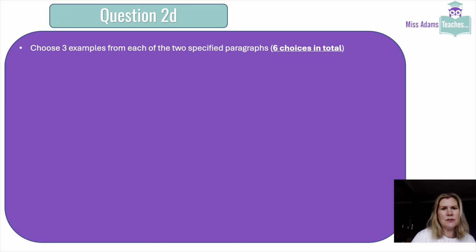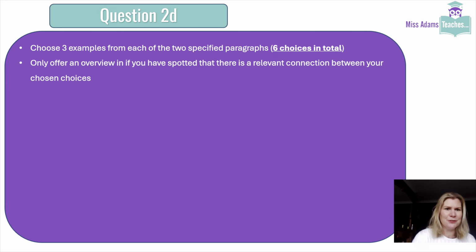Okay, 2D, 15 marks, the only part of the entire Cambridge International GCSE English language exam that deals with proper close language analysis. So first of all, you must make sure that you have 3 examples from each of the paragraphs that they've specified, which means that you're looking at 6 in total. They will cut your marks if you don't have all 6. So please make sure that you do that.